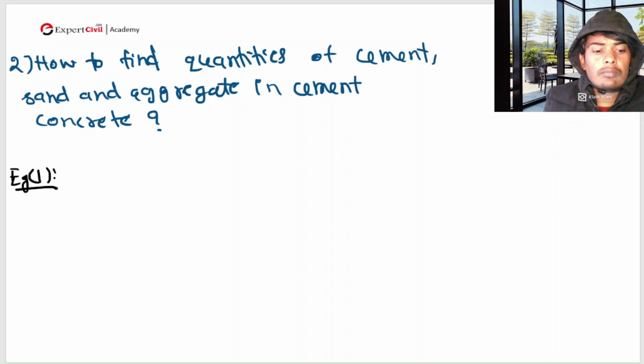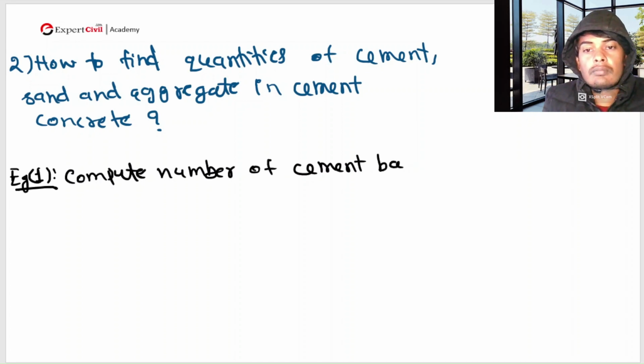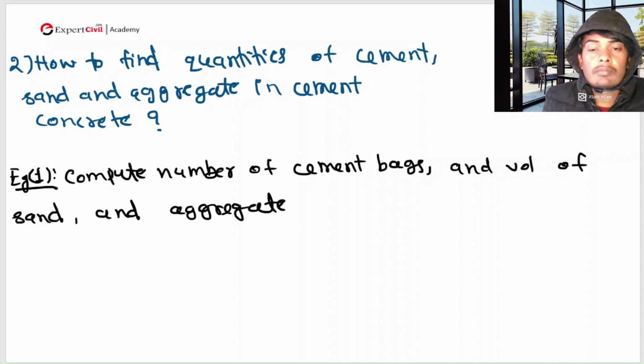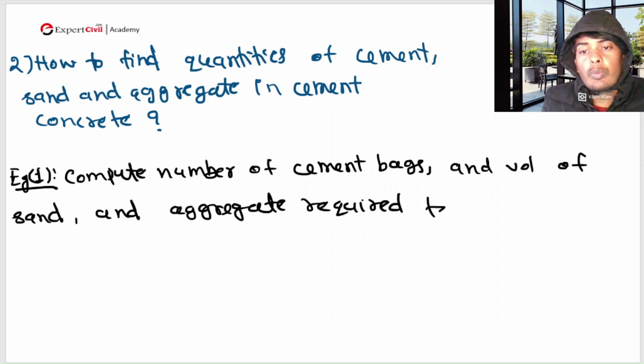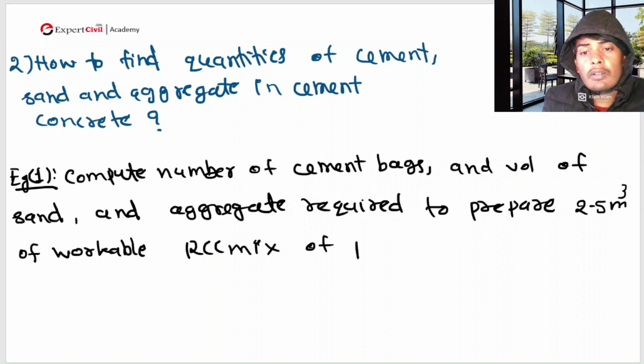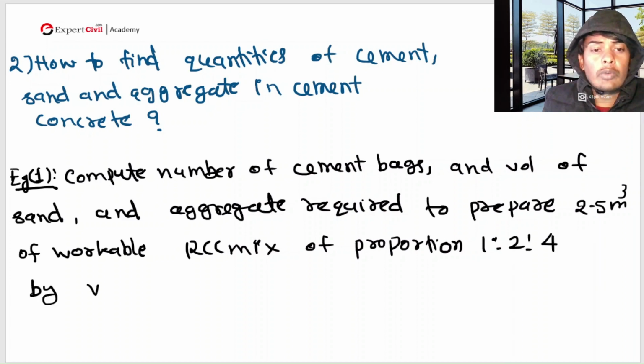Compute number of cement bags and volume of sand and aggregate required to prepare 2.5 meter cube of workable RCC mix of proportion 1:2:4 by volume.